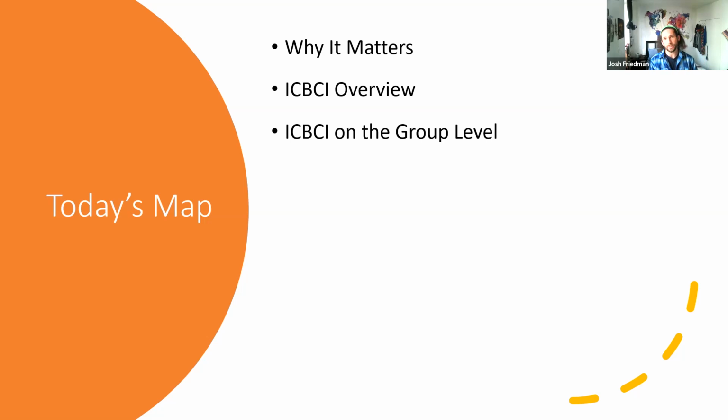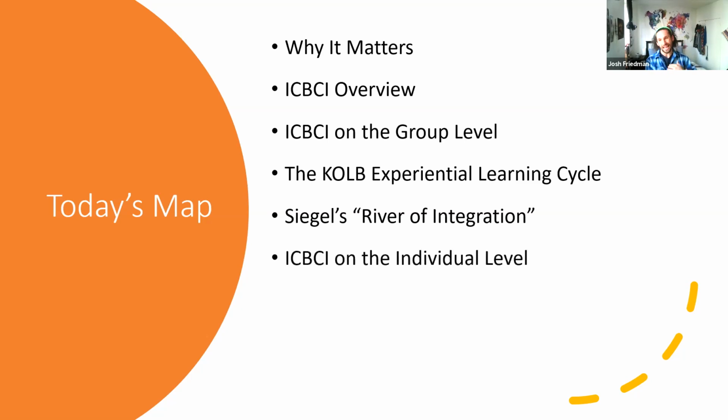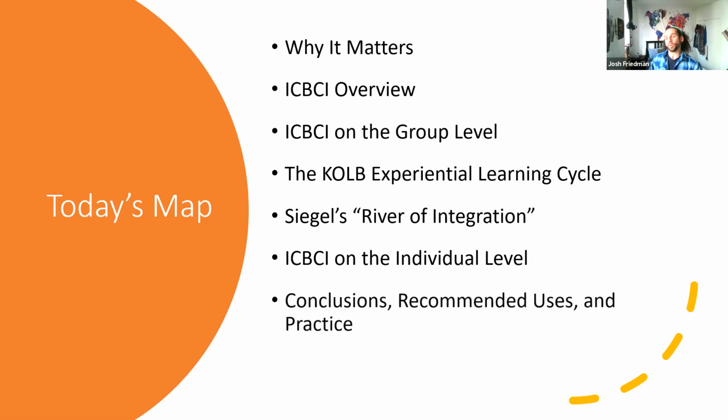So first we'll look at ICBCI on the group level. Then we'll, some of you may be familiar with this, take a quick dive into the Kolb experiential learning cycle and Dan Siegel's river of integration theory very briefly to help us understand how ICBCI operates on the individual level. And then finally, we'll go to conclusions, recommended uses, and ways to practice. And there'll be a couple different opportunities to practice using the theory and the model as we go through the next 50 minutes or so as well.